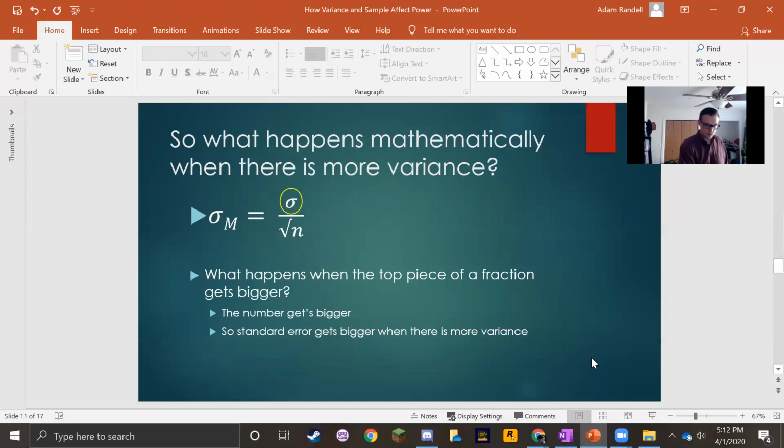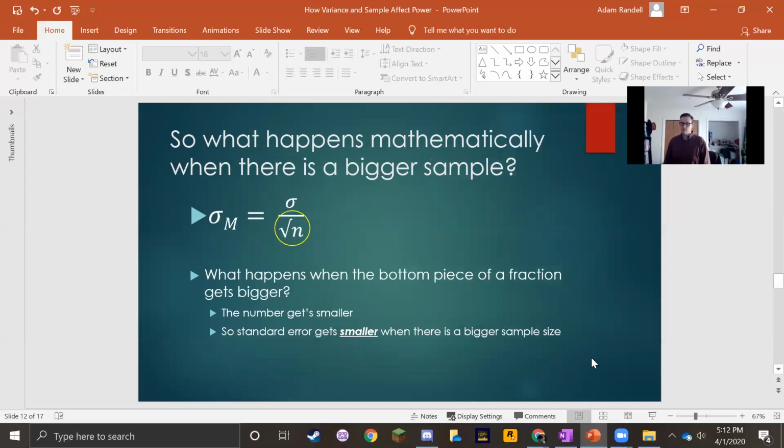Now, what happens when we increase the sample size? Well, again, sample size here is in the bottom. It's the denominator. So yeah, we're going to square root it, and that's going to make it smaller. But the bigger the n, the bigger the square root of n. Okay. Now, remember earlier, when you increase the size of the denominator, you decrease the size of the quotient. So if we increase the sample size, we decrease the standard error.